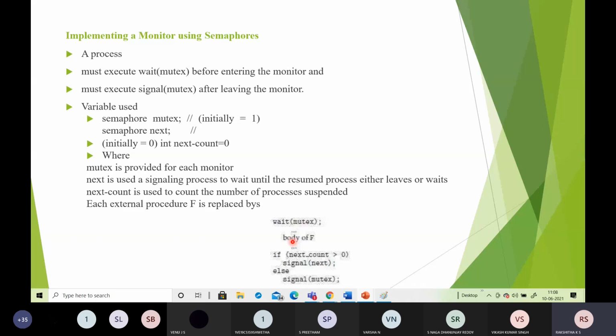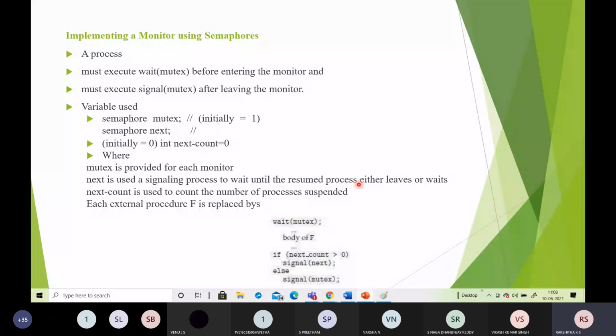In the monitor we have seen the shared variables as well as the procedures. Here mutex is provided for each monitor. For example, there will be two different monitors, and each monitor is associated with its own procedures and its own shared variables. Each monitor's next is used for signaling the process. It has to wait until the resumed process either leaves or waits. The next count is used to count the number of suspended processes.